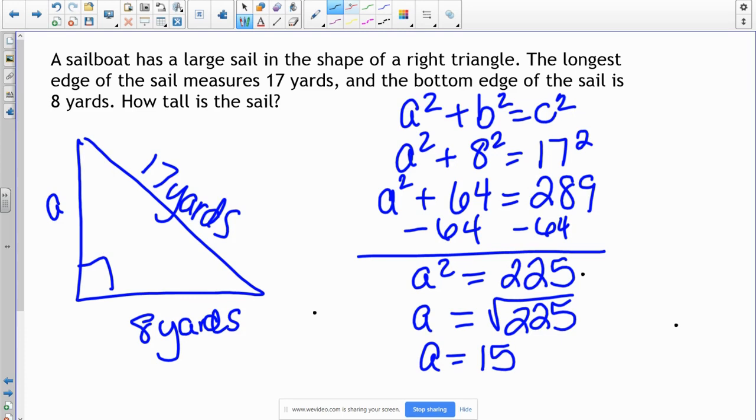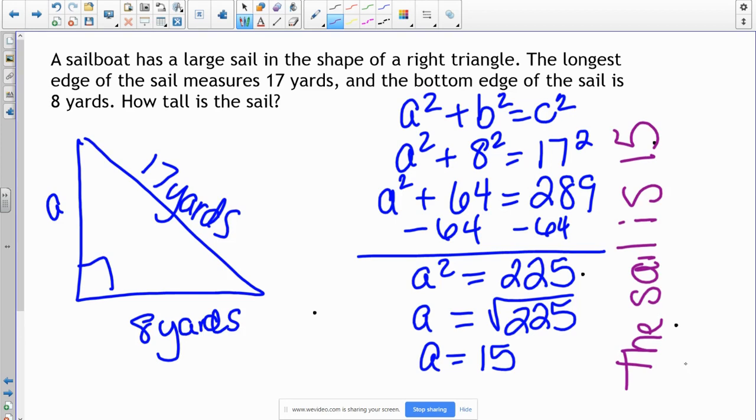So a sentence could just be very simple. I'm going to put it sideways here because I'm running out of room. The sail is 15 yards tall. And that answered my question.